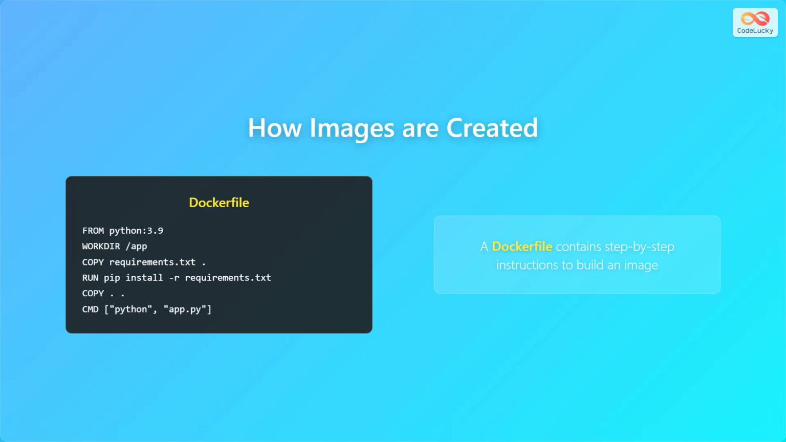It starts from a base image, which in this case is Python version 3.9. Then it sets the working directory to /app. After that, it copies the requirements.txt file and installs the dependencies using pip. Next, it copies the application files, and finally, it specifies the command to run the application, which is python app.py.